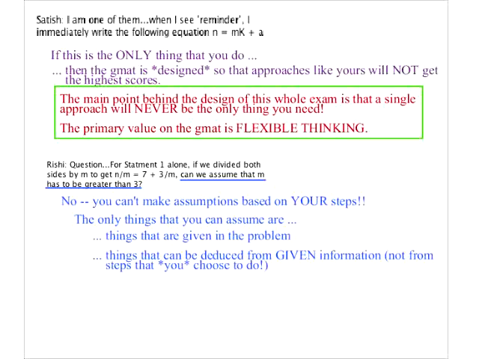So that's the point. If they told you that m has to be greater than 3, then you can figure that out. Or if they said that when you divide by m, your remainder is 3, then you know that m has to be more than 3. But here, there's no reason to assume either of those things.